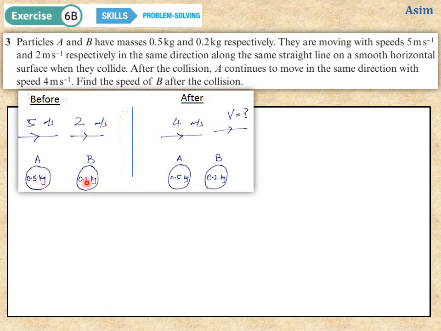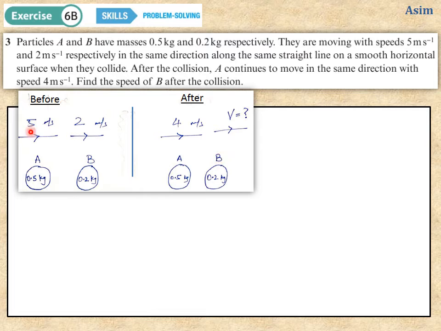So there are two objects A and B. Before collision they are moving with velocities 5 and 2 respectively in the same direction. You can see the arrows in the same direction. The question says after collision A continues to move in the same direction with a velocity of 4. Find the speed of B after collision.